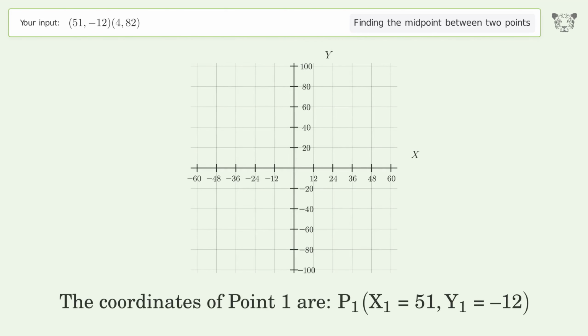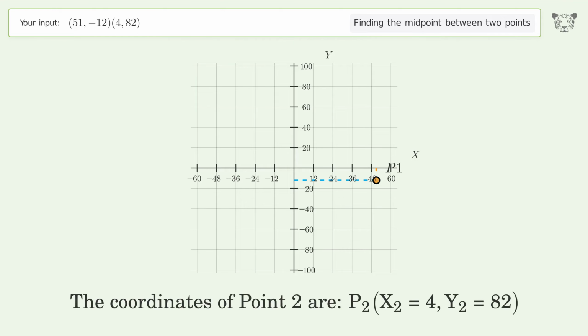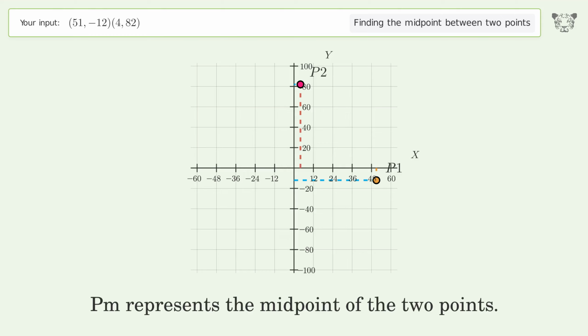The coordinates of point 1 are x1 equals 51, y1 equals -12. The coordinates of point 2 are x2 equals 4, y2 equals 82. PM represents the midpoint of the 2 points.